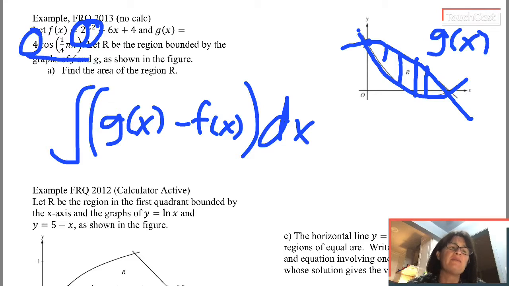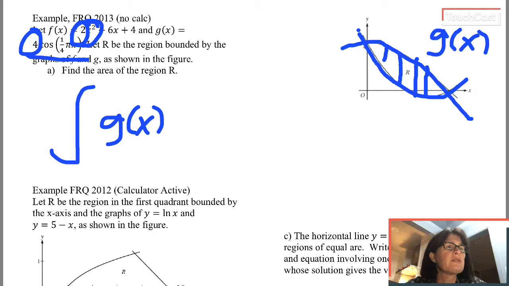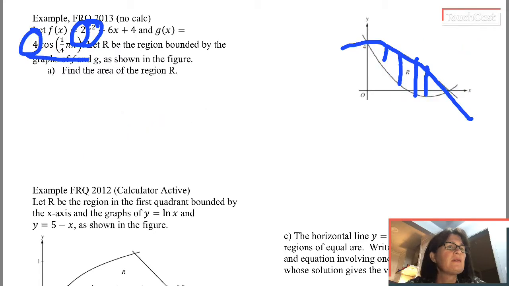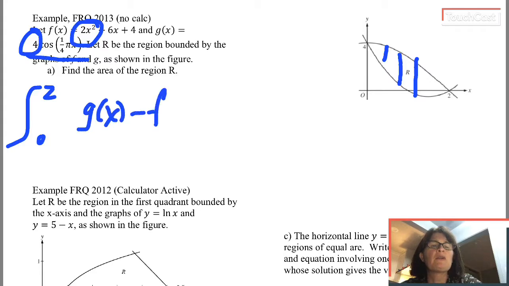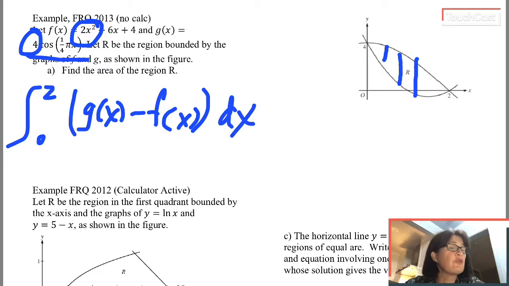They're not going to mess with you with the graph. If it looks like those two curves intersect where x equals 0, they do. And where x equals, what was it, 4? Oops, that was not the right choice. 2. There we go. So this is going to be from 0 to 2, g of x, top curve minus bottom curve, dx. If you wrote that integral, that's probably worth 2 points.